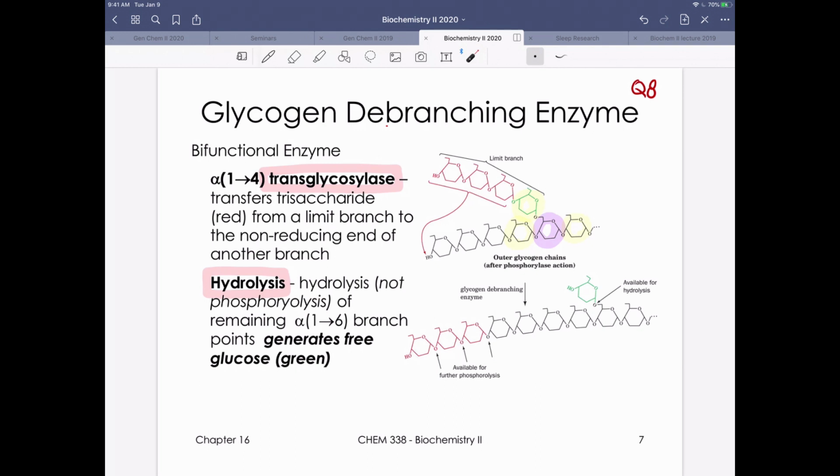And why that's important is because every time we have a purple branch point, the yellow residue that was immediately adjacent to it is going to be liberated as free glucose. Remember, we said about 10% of the glucose found in glycogen are branch point residues. That means about 10% is liberated as free glucose. I want to make sure to highlight it's not the actual branch point residue, but the one that's connected to it via that alpha-1,6 glycosidic linkage.